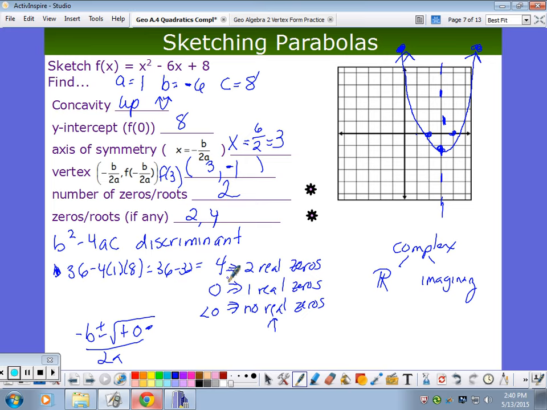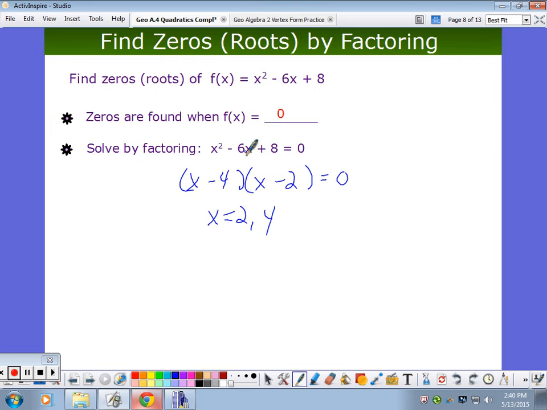Sad thing is, you can't always factor everything. Sometimes things aren't factorable. If you go with two numbers multiplied to this number, add to that number, and there aren't two numbers, we need another way of doing it. There's a space on the bottom of your page there. So put this under where it says factoring. That's the factoring way of doing things.